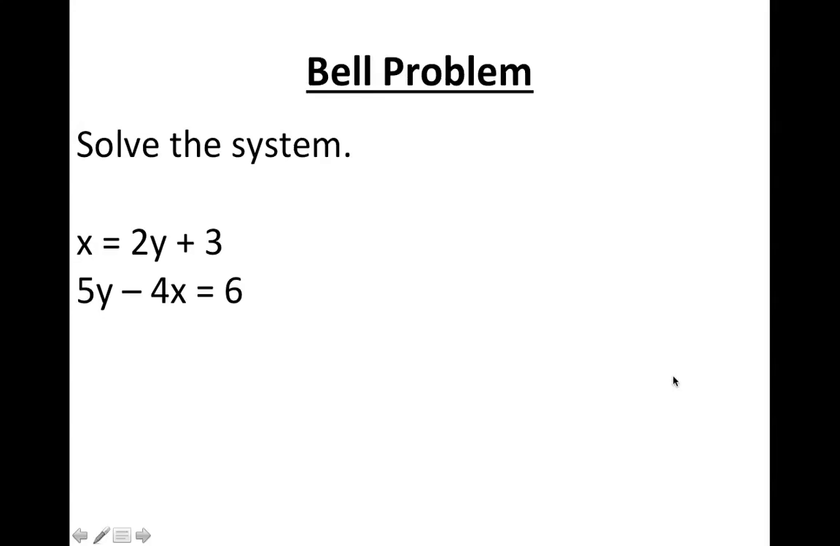Moving on to 3.3, but first we need to do the bell problem, solve the system. If you notice, the first one is already solved out for x, so I would suggest using substitution method by substituting in 2y plus 3 for x in this equation. Solve it out and get your ordered pair for your solution, which you should get -9, -6.